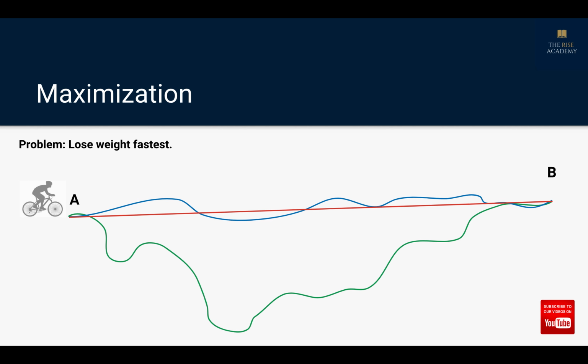And if we have the exact opposite problem, let's say we want to find the longest path from A to B. We want the cyclist to lose weight, and so we want to make him take the longest path instead of the shortest path. Then that's a maximization problem, because out of all the routes available from A to B, we want to find the one that has the maximum length. And in this case, that will be the green path, right? So this is maximization and minimization.